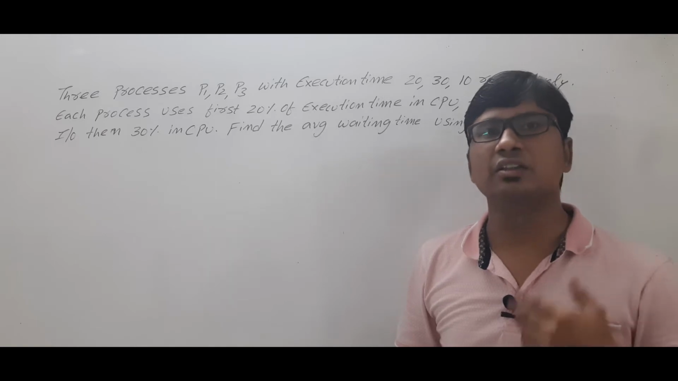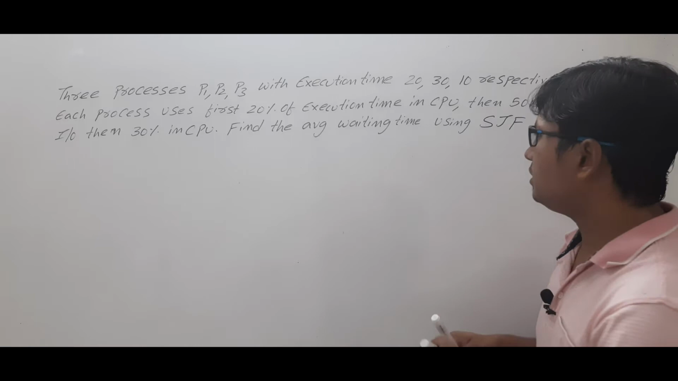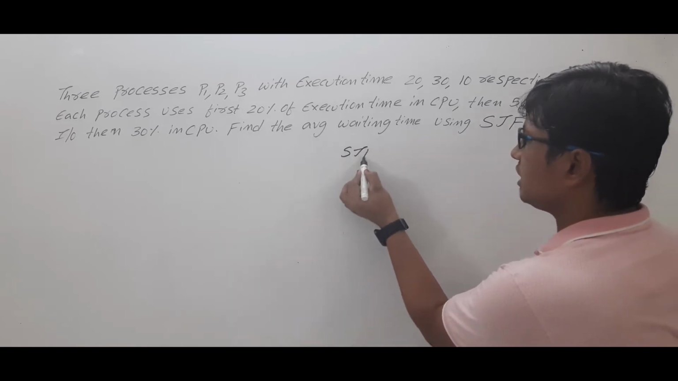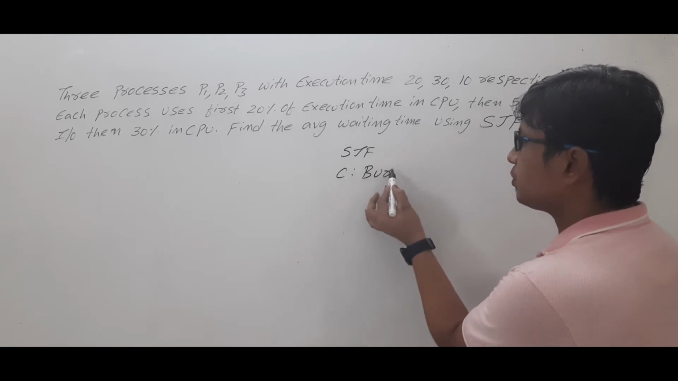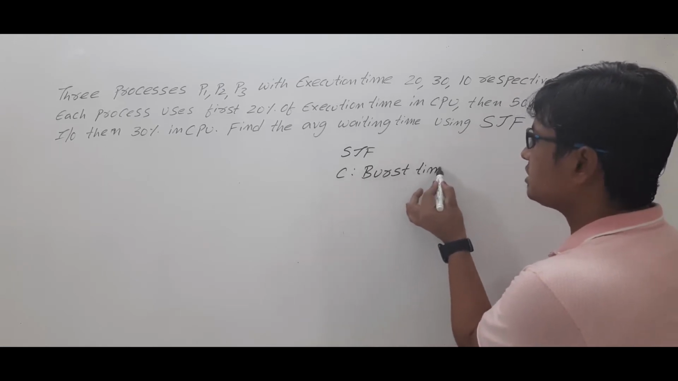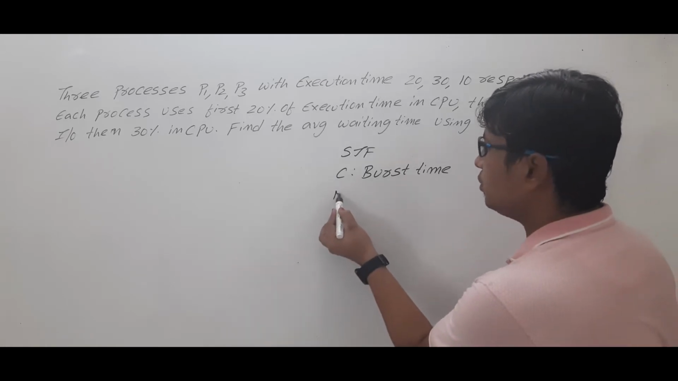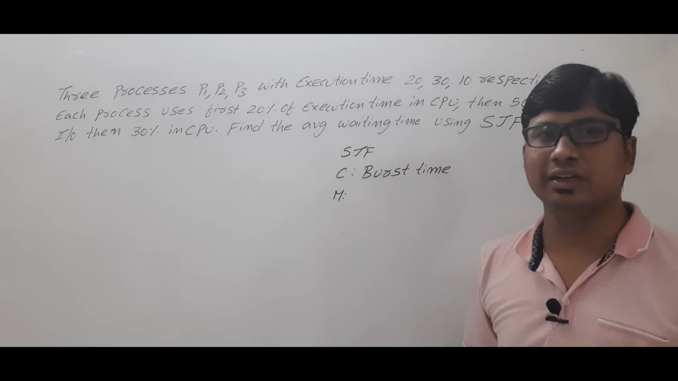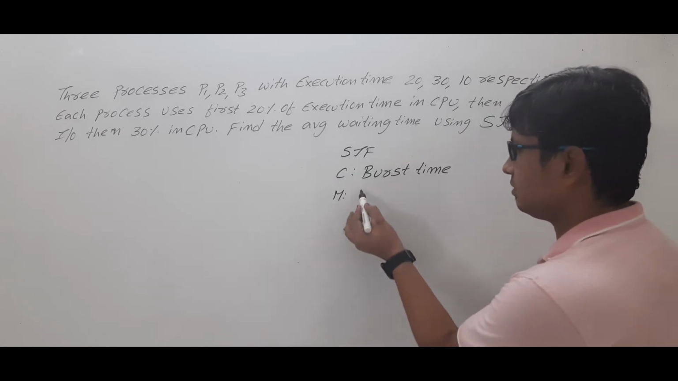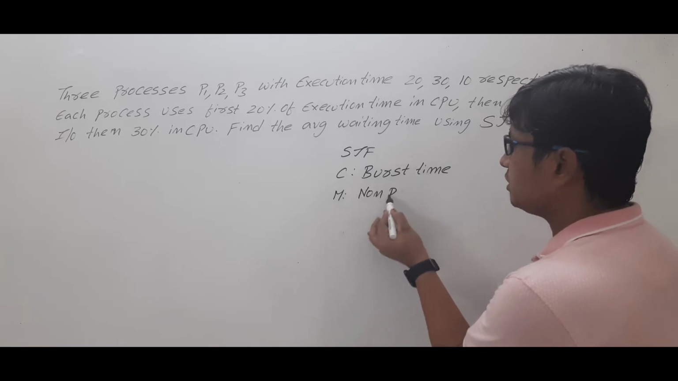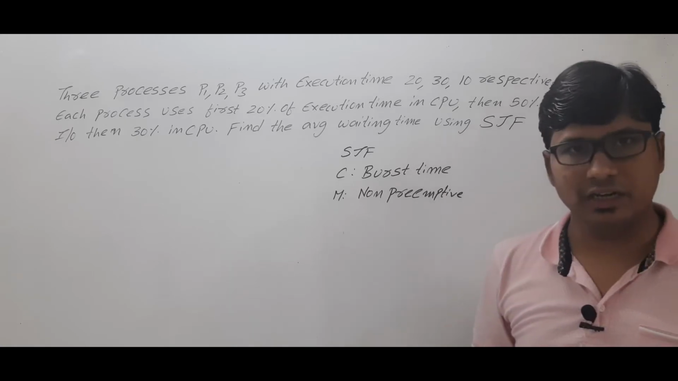Any scheduling algorithm will have two parameters. One is the criteria and the other is mode. For the shortest job first scheduling algorithm, the criteria is burst time. The process which is having the less burst time will be dispatched to the running state. And then mode, we have two types of scheduling algorithms: preemptive and non-preemptive. The shortest job first scheduling algorithm comes in the category called non-preemptive scheduling algorithm.